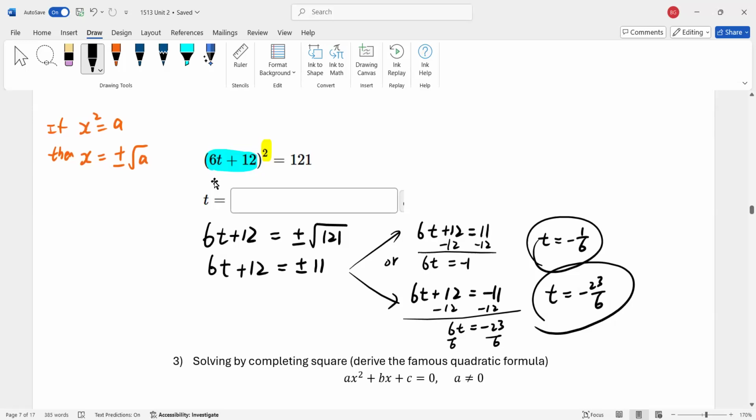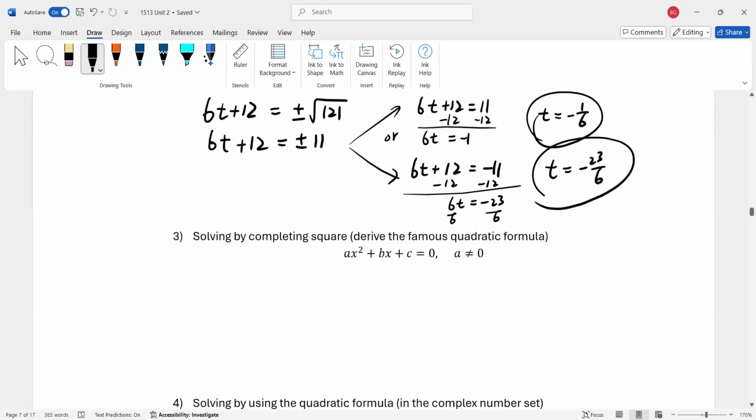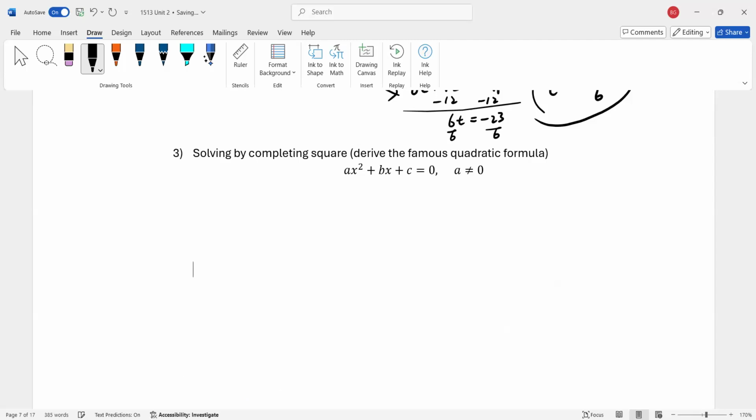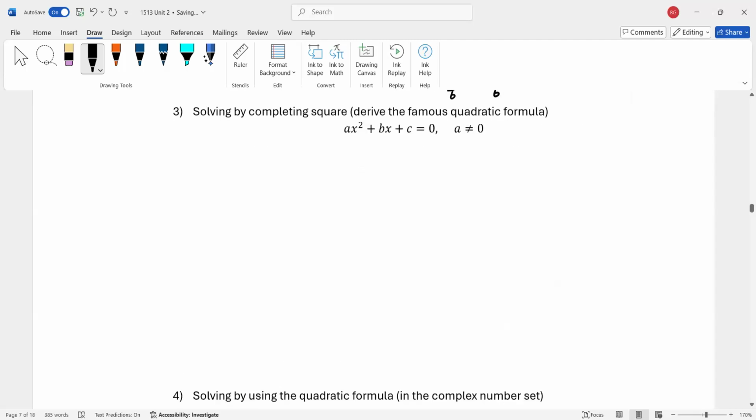Convenient to apply means the left side already has a perfect square isolated, or it's easy to isolate the perfect square on the left side. And the right side has to be a number, no x in it. And the third method we're going to learn is the completing the square technique. We don't really use this method to solve equations, but this is the technique we use to derive the famous quadratic formula. So here I'm going to derive it for you, right?